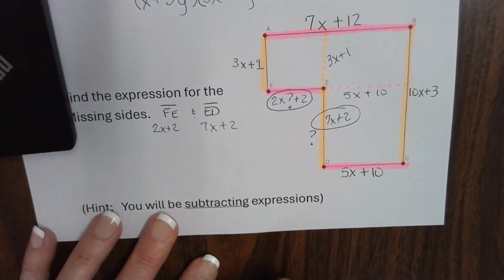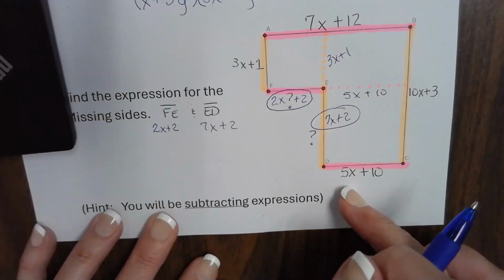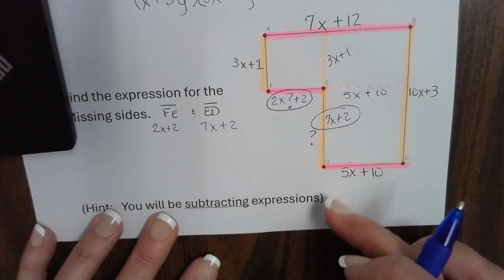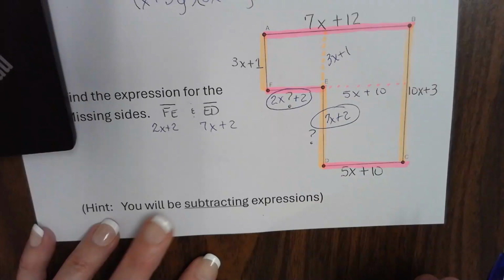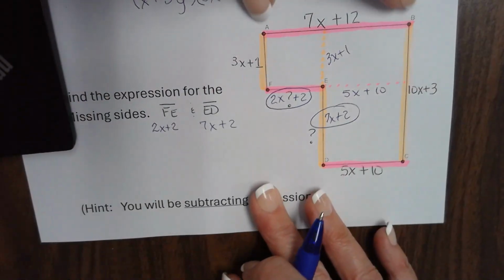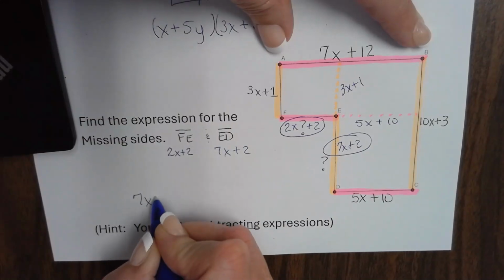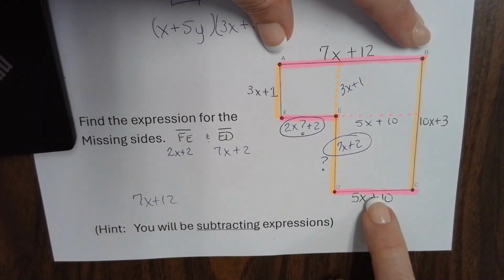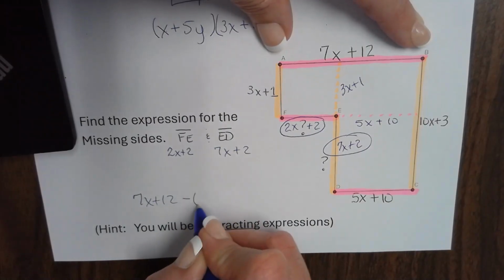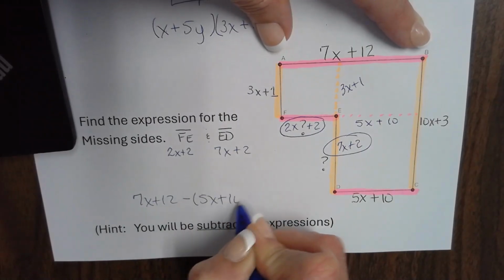The other way to do it is by subtracting. I know some of y'all can eyeball it, but some of y'all, you're not good at eyeballing it. The other way to do it is by subtracting. So here I've got the big line, so that would be 7x plus 12. And if I subtract out the smaller line, it gives me the missing part. So I'm going to subtract out 5x plus 10.